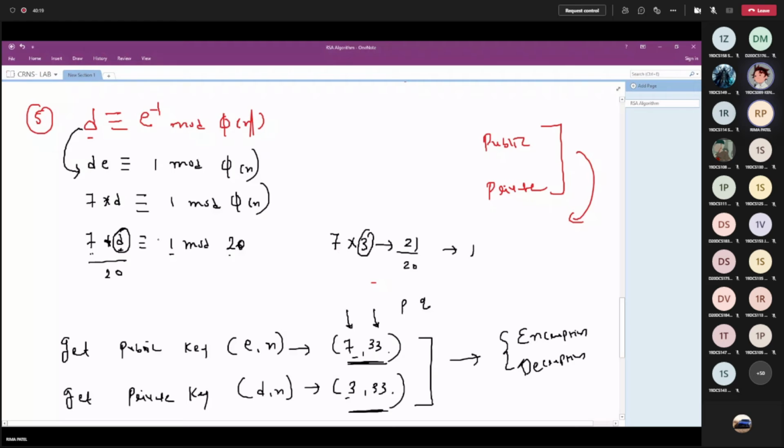So ma'am, basically everyone would be able to encrypt the message, but only the receiver is going to decrypt the message. Why? Because the private key is known to the receiver only.